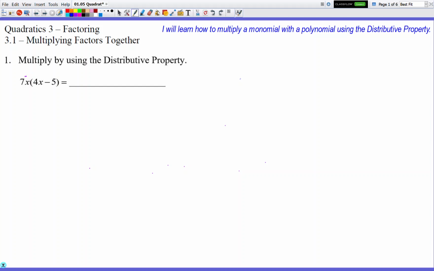Okay, so first up is the distributive property, and that basically says you're going to grab whatever's on the outside and multiply it to whatever's on the inside. So in this particular case, 7x is on the outside, and 4x and negative 5 are on the inside. I'm going to draw little lines to show that 7x is going to multiply to 4x, and then 7x is going to multiply to negative 5. So basically 7x is going to multiply twice because it has two things on the inside that it's going to combine with. So I'm going to write out what 7x is going to multiply to. First up, it's going to multiply to 4x, and second, it's going to multiply to negative 5.